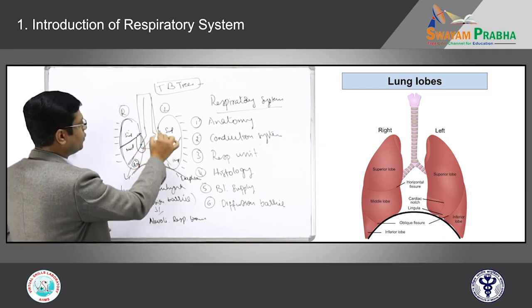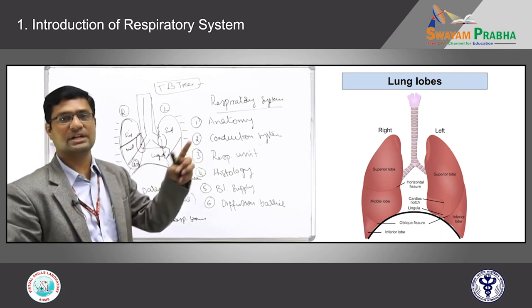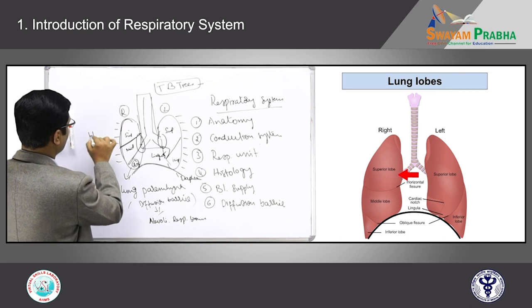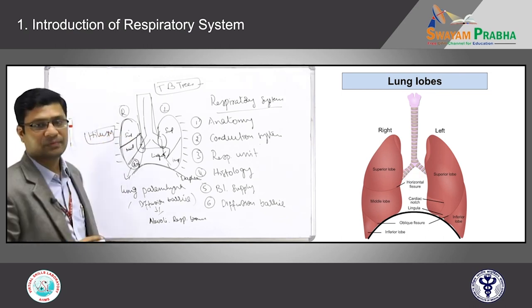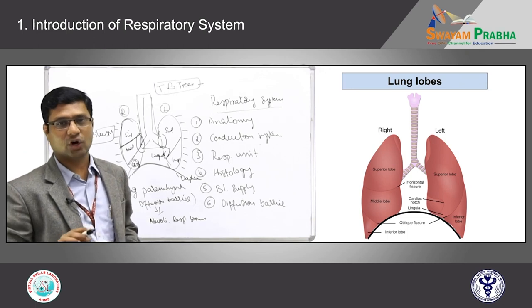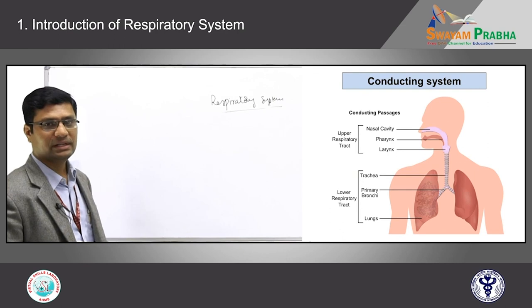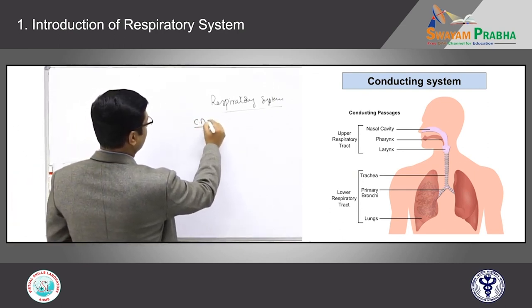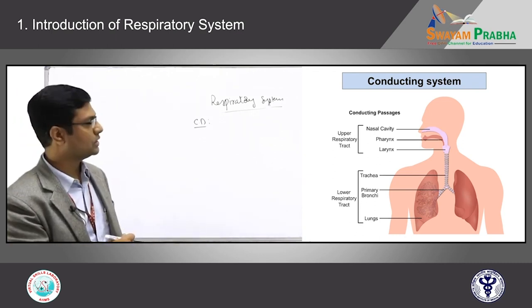The area where the tracheobronchial tree or blood vessels enter the lung, that part we call the hilus or hilum. Right? This is the normal anatomy, the gross anatomy of the lung. Now we will see the conducting system. Right? Conducting system. So the conducting system has been shown in the slides.